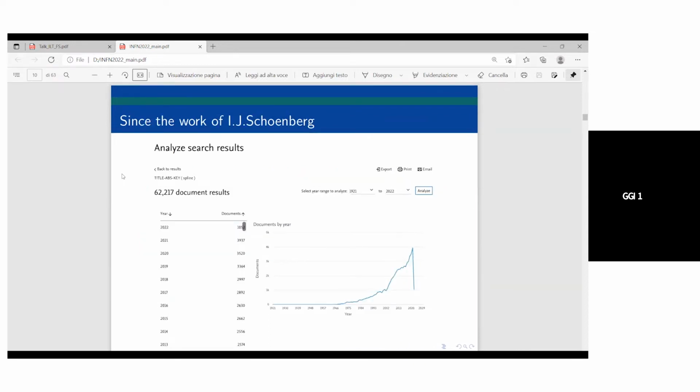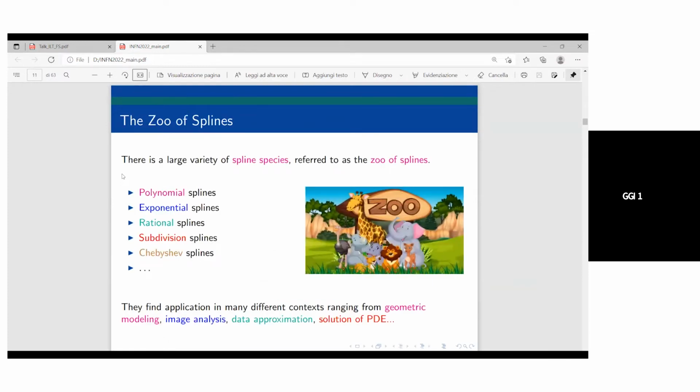If you search on, for example, Scopus, for the word spline in a title, you get 62,000 papers. So it's really a rich domain of research, and every year you can see an increase in the number of publications. Certainly, this is also due to the fact that there is a large variety of splines. People working in splines call the set of splines the zoo of splines. You can have polynomial splines, exponential splines, rational, subdivision splines, Chebyshev splines. And according to the type of spline you use, you have different types of applications, including image analysis and the solution of partial differential equations.